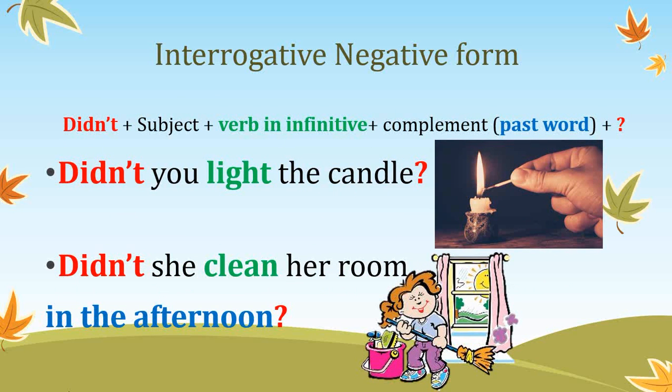The structure for interrogative negative form is didn't plus subject plus the verb in infinitive plus complement and question mark. Didn't you like the candle? Didn't she clean her room in the afternoon?